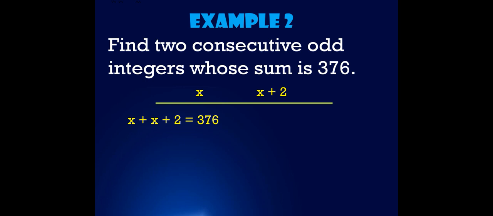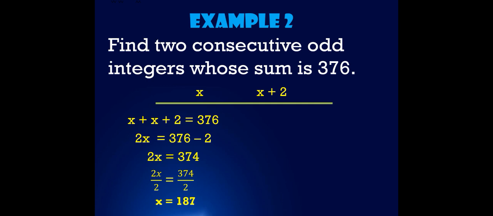So, same process, variables, left side, we have x plus x, and then numbers right side, 2 will become negative 2, and then simplify natin, 2x is equal to 374, and to find the value of x, divide natin both side by 2. So, we have 2x divided by 2 is x, since cancel na yung 2, and then 374 divided by 2 is 187.